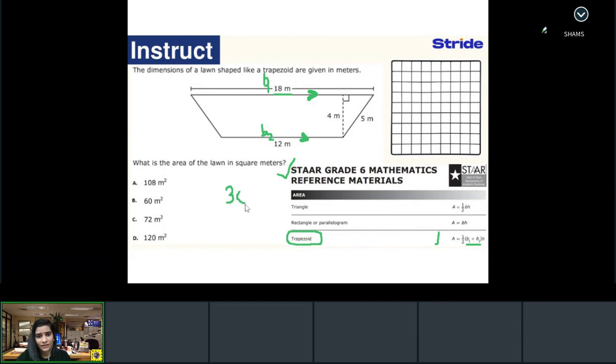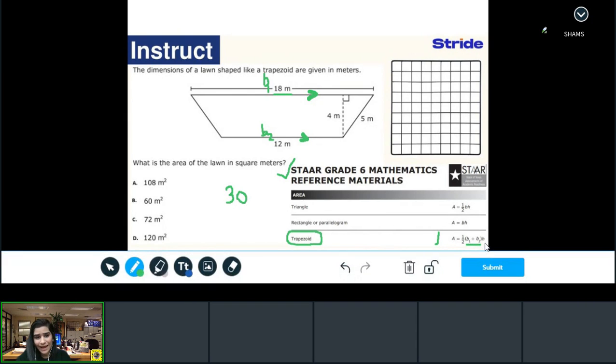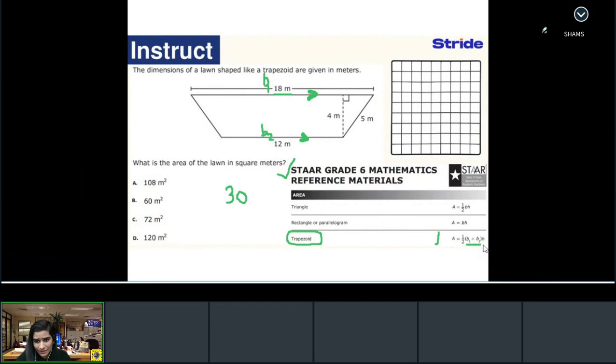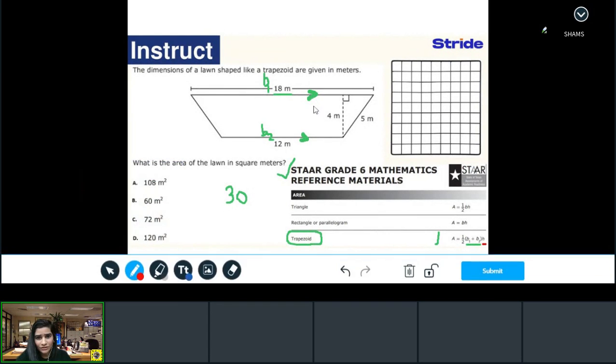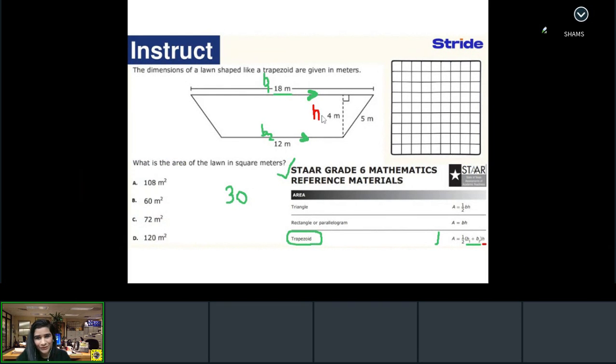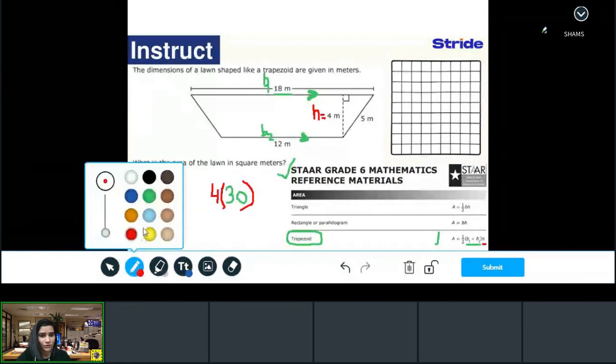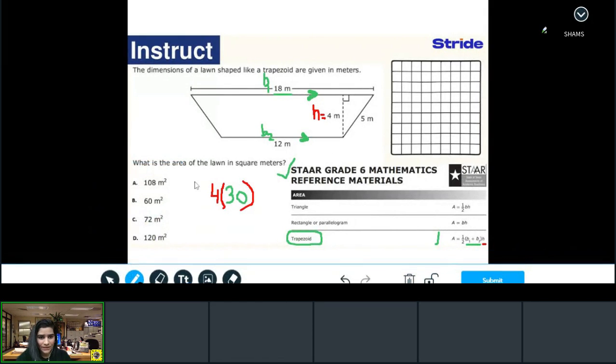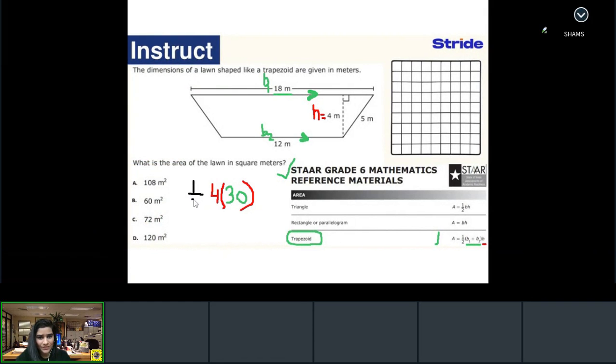Next step, the formula says multiply it by height. I'm going to use a different color. In this question, the height of the trapezoid is 4. You probably already learned that in the previous slides. You all figured that out. So I'm going to do 30 times 4. And that's not the end of the story. After I find the product, I also have to take half. Look at the formula, it says half. So then I will also find half of that, and ultimately I will be able to find the area of the trapezoid.